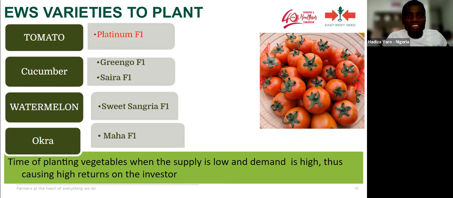But now, when you want to plant, please, we beg you, don't plant Padma or Diva now, except you are planning to plant towards the onset of rain, that's towards March, maybe in the North April, as the case may be. That's when we advise you to plant either Padma or Diva. But now, you can't go wrong with Platinum.